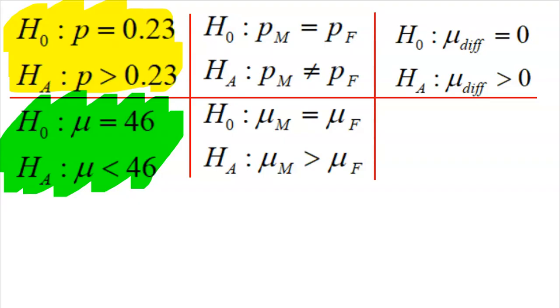I think that global warming is causing bullfrogs to shrink or something like that. So again, the alternative is everything's the way it should be. It says it was 46. I'm going to believe that. And then the alternative is that, no, I think it's less than 46.